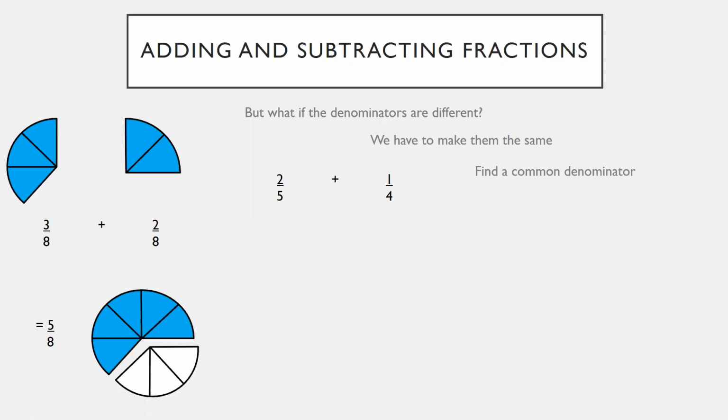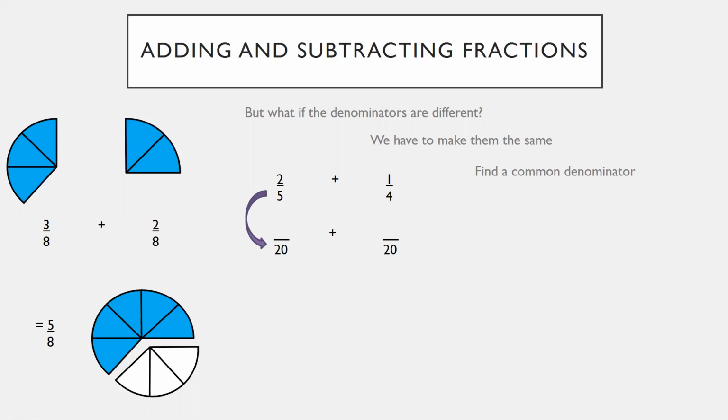If you remember from a couple of weeks ago, we looked at multiples. So I need a multiple of 5 and 4, a number that is in the 5 and 4 times table. And the easiest thing to do is to just times them together. So 5 times 4 gives me 20. So I'm going to make 2 new fractions that have 20 as a denominator. So then we need to find out what happens.